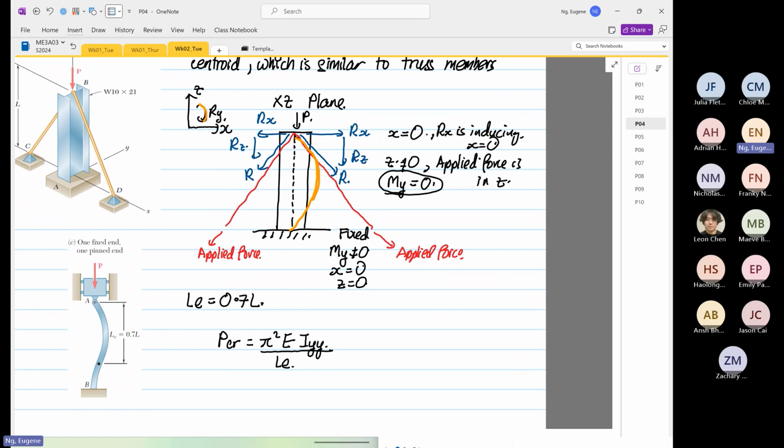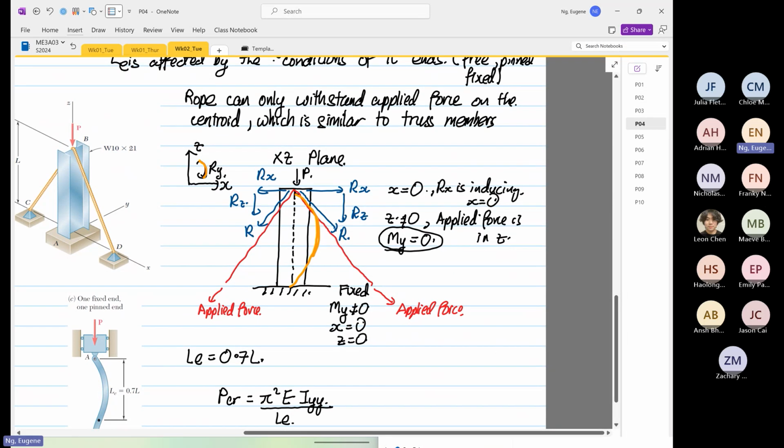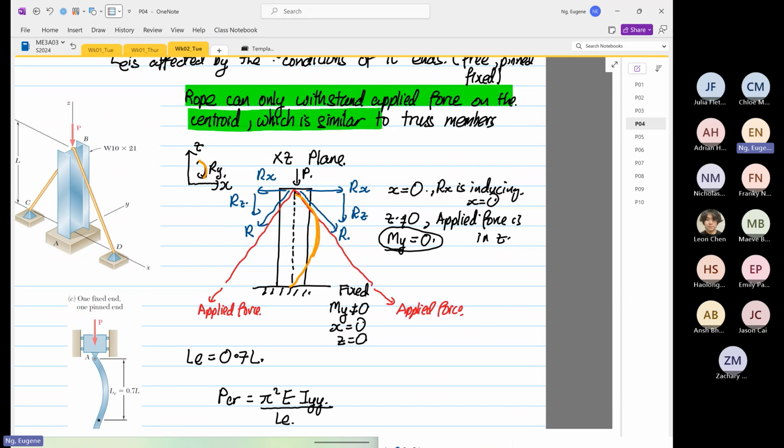Okay, so let me highlight again. The rope, right? This thing is important. The rope can only withstand applied force on the what? Centroid, similar to a truss member. So the resultant is in this direction over here, parallel to the rope. And when that's the case, you can break them down into two components. Because you have two sides pulling, it will prevent the structure from going left and right.